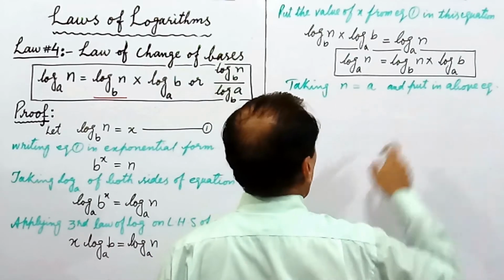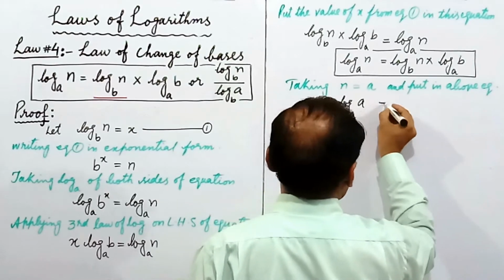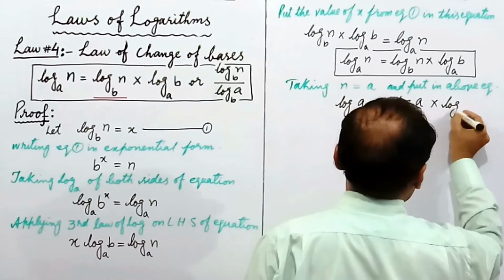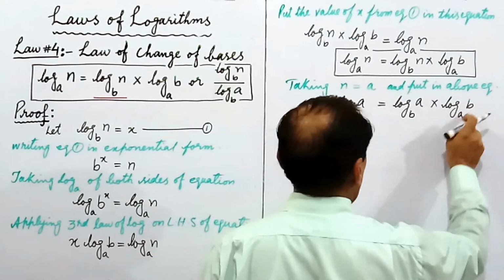Taking n is equal to a and putting it in the above equation, we have log a to the base a is equal to log a to the base b multiply log b to the base a.